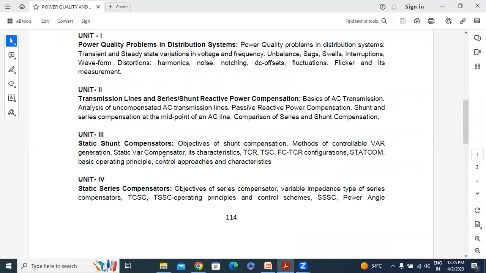Unit 3 is shunt compensators. In the shunt compensators: objectives of shunt compensation, methods of controllable VAR generation, static VAR compensator and its characteristics, TCR (thyristor-controlled reactor), thyristor switched capacitor, fixed capacitor TCR configurations, STATCOM basic operating principle and control approaches. This is the total unit 3, shunt compensation. I will start my presentation with the PPT.